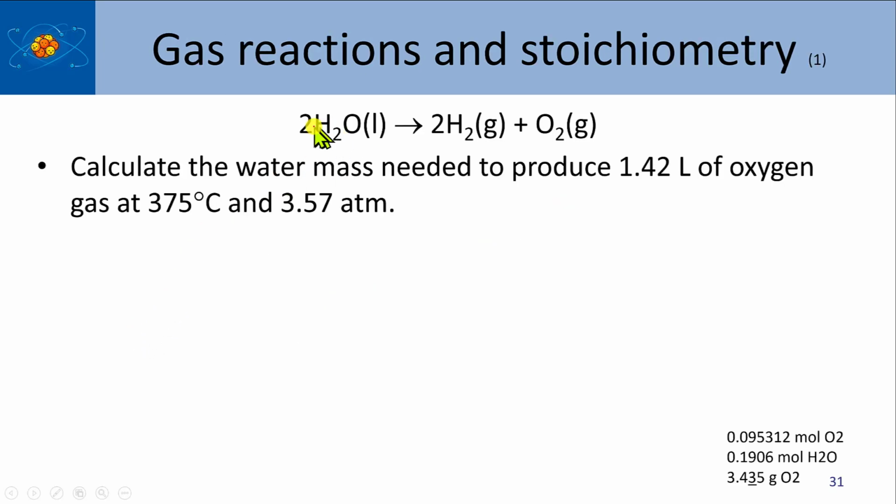So here's a problem where I have two H2O liquid go to form two hydrogen gases and an oxygen gas. And the question is saying calculate the water mass needed to produce 1.42 liters of oxygen at 375 degrees Celsius and 3.5 atmospheres. Now, the red flag that this is a gas stoichiometry problem is the fact that you're given 1.42 liters. That's a volume, right? You have a pressure and you have a temperature. So the way we're going to do this problem is we're going to use the ideal gas law.